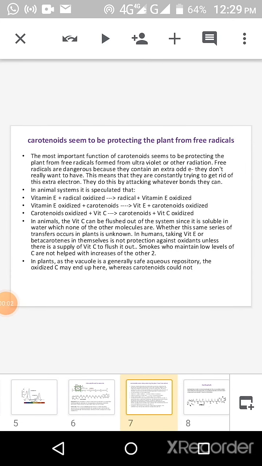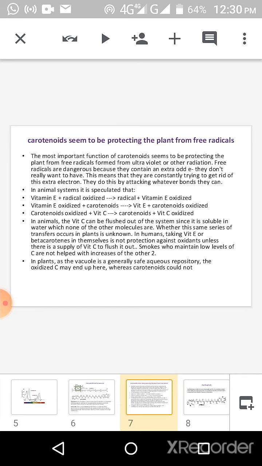Carotenoids protect the plant from free radicals. The most important function of carotenoids seems to be protecting the plant from free radicals formed from ultraviolet or other radiation. Free radicals are dangerous because they contain an extra odd electron they don't really want to have. This means that they are constantly trying to get rid of this extra electron. They do this by attacking whatever bonds they can.